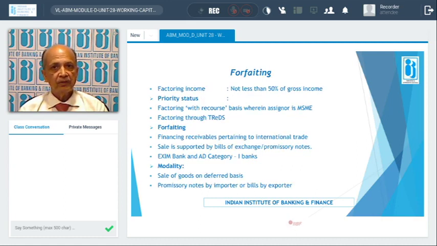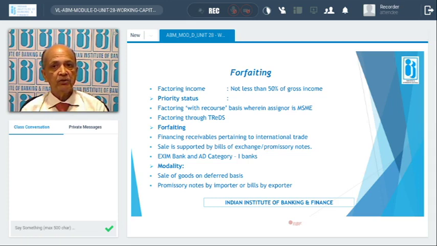Okay, at least 50% of the gross income. Then priority sector. We have seen that all transactions on the TReDS platform, which is exclusive for MSMEs, are to be treated as priority sector lending targets for the banks.